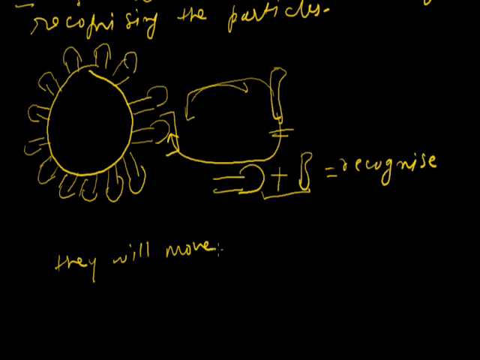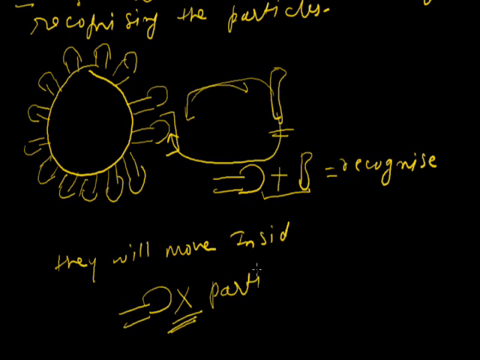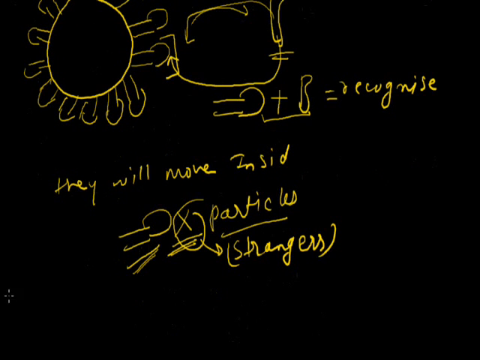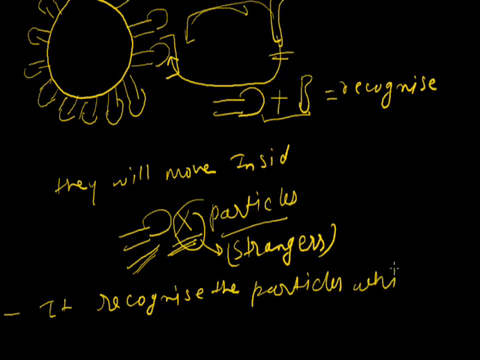And if these proteins don't know the particles which are moving in, it means these are strangers. The particles are strangers with respect to the plasma membrane protein, so they will not move inside. So it also performs a very important function: it recognizes the particles which move inside.